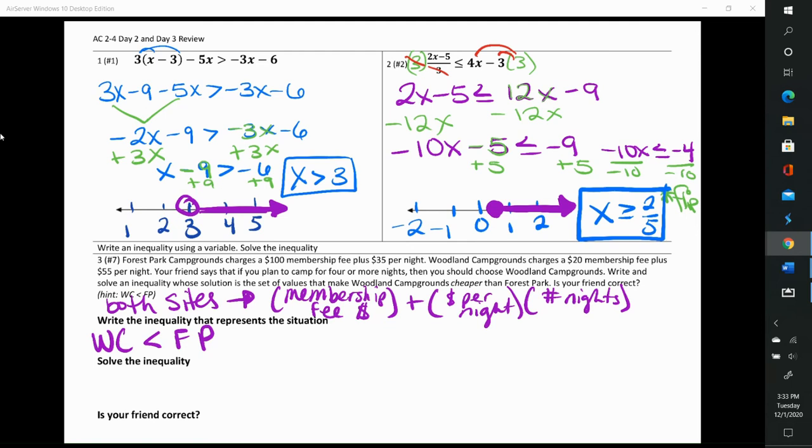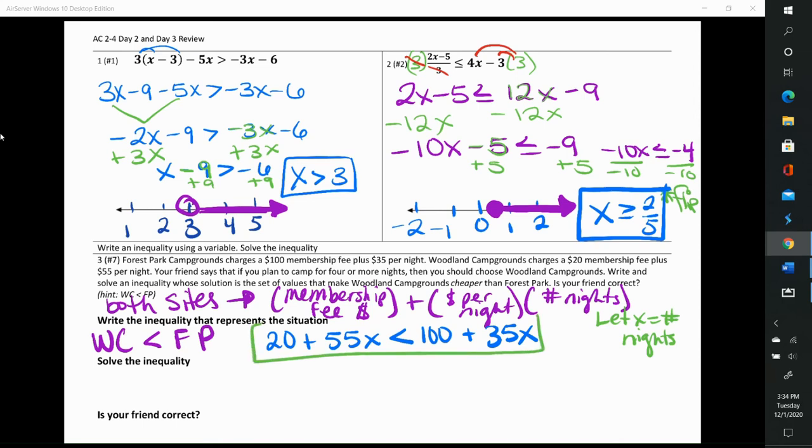So woodland campgrounds charges a $20 membership fee and $55 a night. We want to set this less than Forest Park, which charges a $100 membership fee, but only $35 a night. So in both of these cases, x represents the number of nights. And it's going to be the same number of nights. x is going to represent the same value. When we solve, we'll determine the nights you stay that it'll be cheaper for woodland campgrounds. So there's our inequality that represents what's happening.